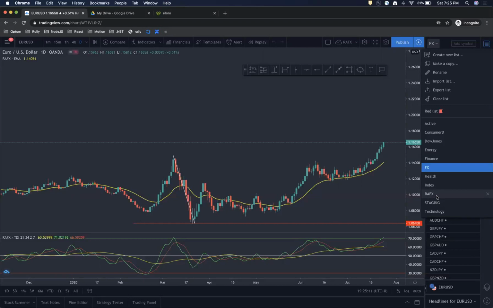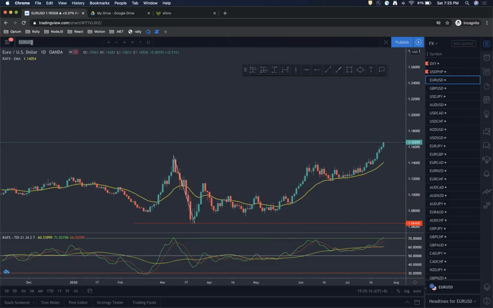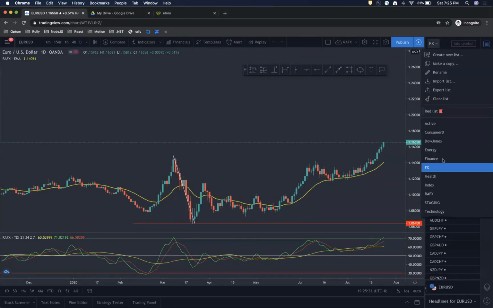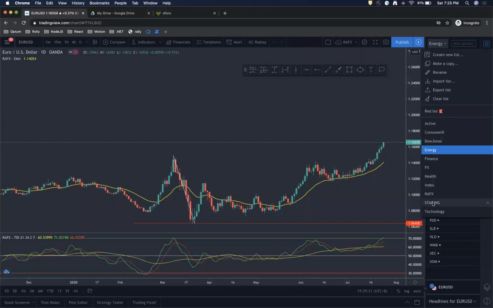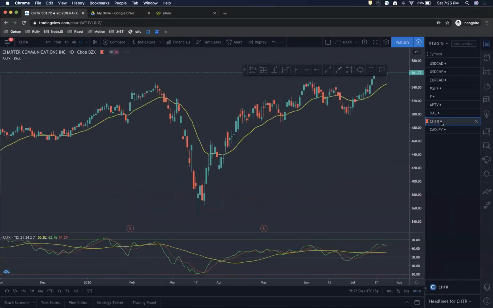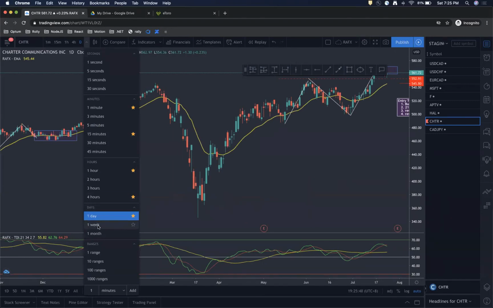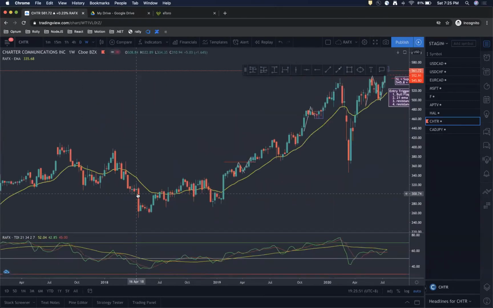Okay. So here's the staging. Here on this part we have the name of the security. This is FX mostly. Let me go to the stock itself. So let's say I have one in staging. CHTR is one of the energy stocks. And then you have here the time frames: 1 minute, 15, 1 hour, and let's include the 1 week because it's part of the setup that we are going to discuss.